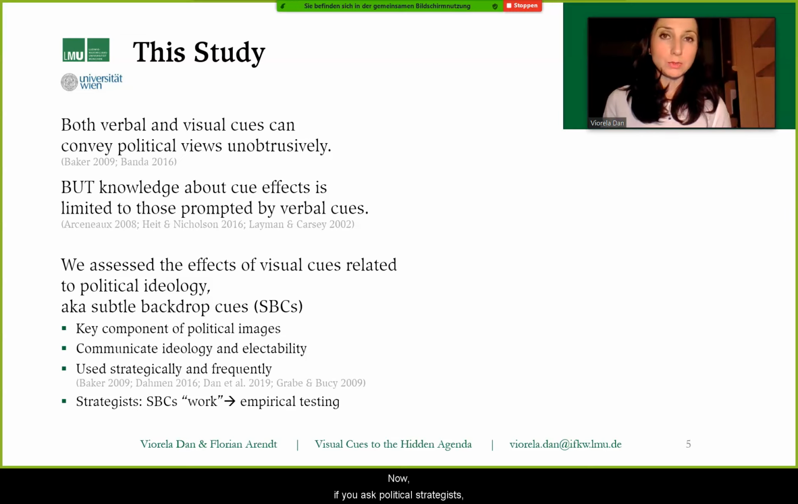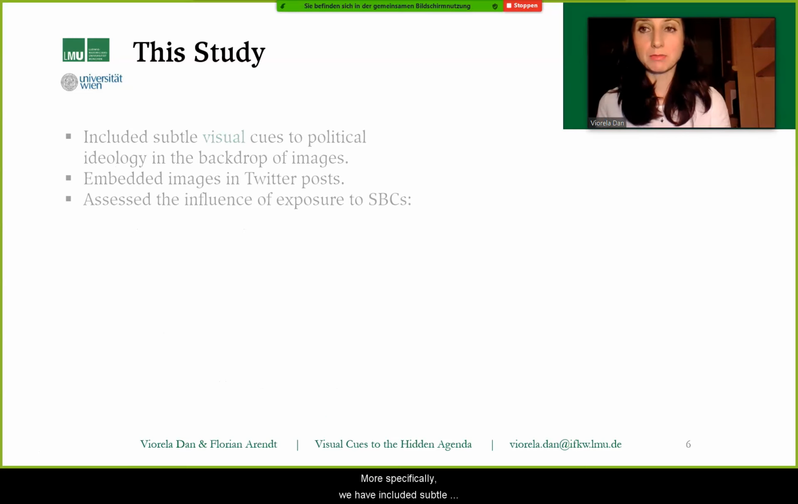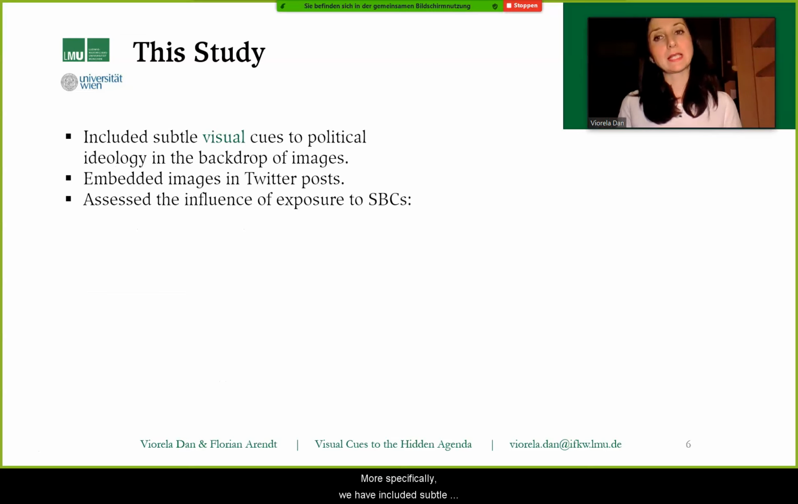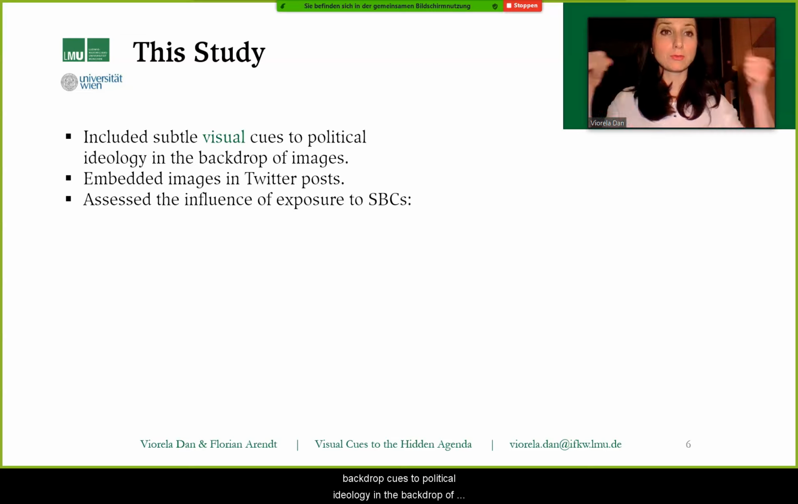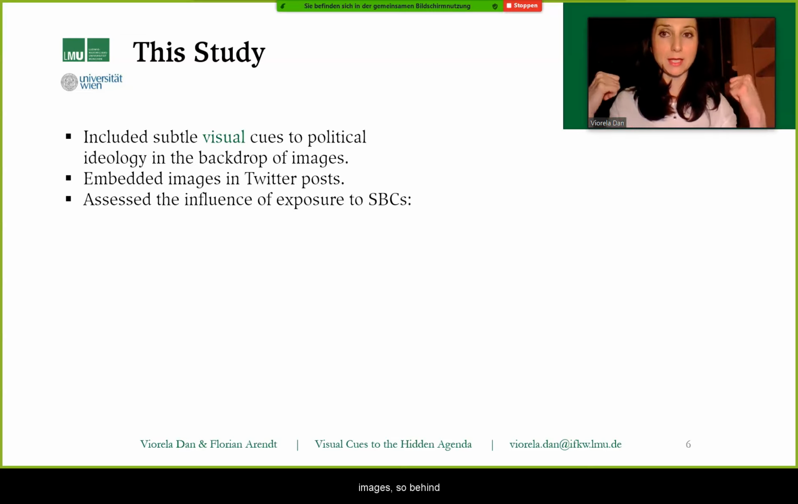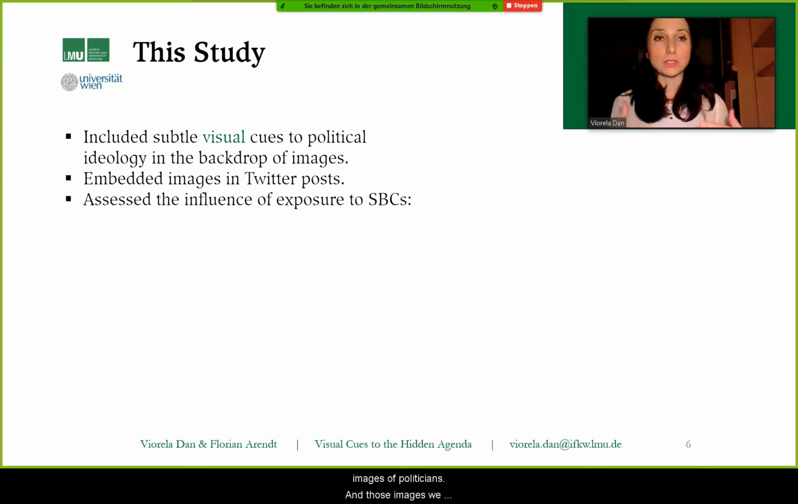Now, if you ask political strategists, they will tell you that SBCs work, and that's why they are being used. Well, this is something that should be tested. And this is what we've done here. More specifically, we have included subtle visual cues to political ideology in the backdrop of images, so behind images of politicians. And those images we then embedded in Twitter posts.